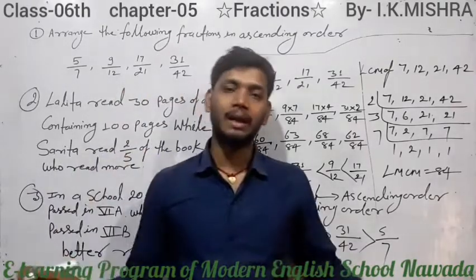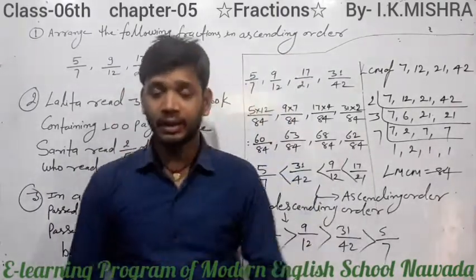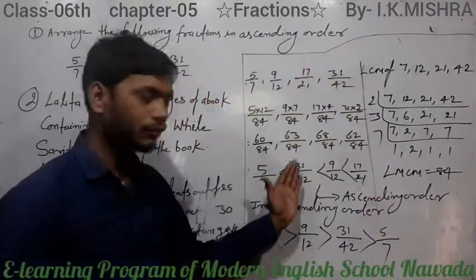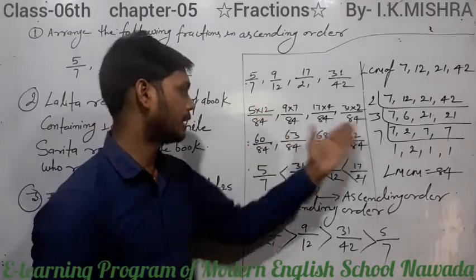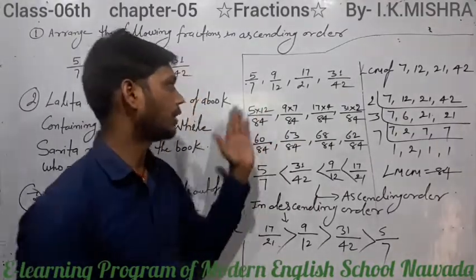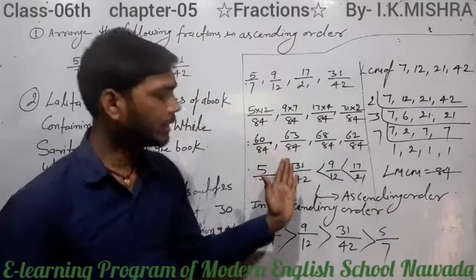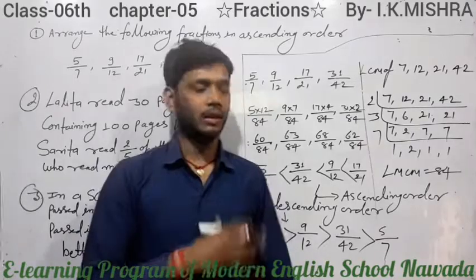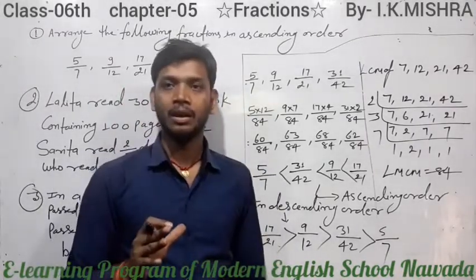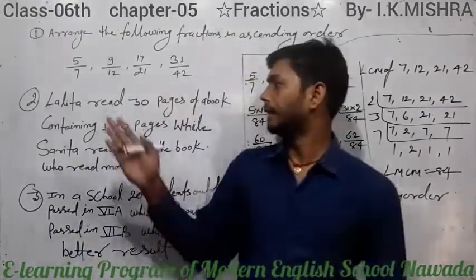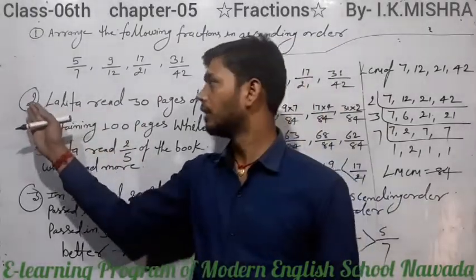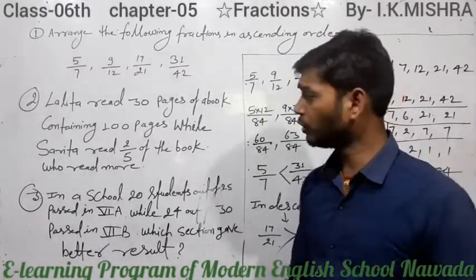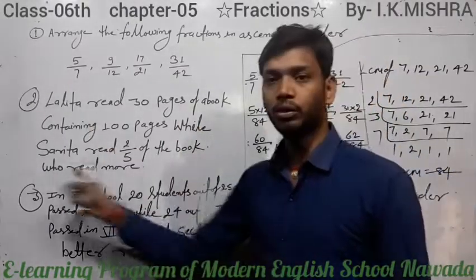Students, some questions are given in your exercise: arrange the following fractions in ascending order or in descending order. When you have to arrange in descending order, follow these steps. First find the LCM, and then change all of these fractions into like fractions, and after that observe which is larger and which is smaller. Friends, I think this question is clear. Now proceed to the next question. Here is the second question. Friends, read this question carefully. Pause the video, read carefully and try to solve this question.